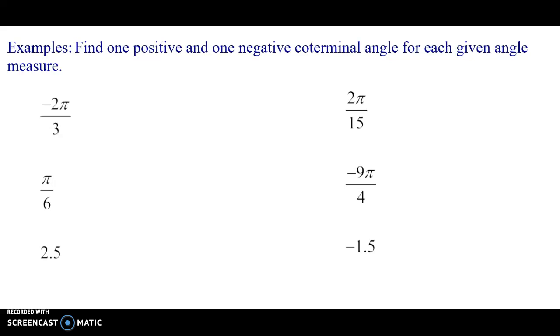Okay, so let's put this into action. So we're going to find one positive and one negative coterminal angle for each given angle measure. So what I'd like you guys to do is do exactly what we just talked about and find a coterminal angle both in the positive and negative direction. So go ahead, put me on pause, actually do it, and then we'll check our answers.